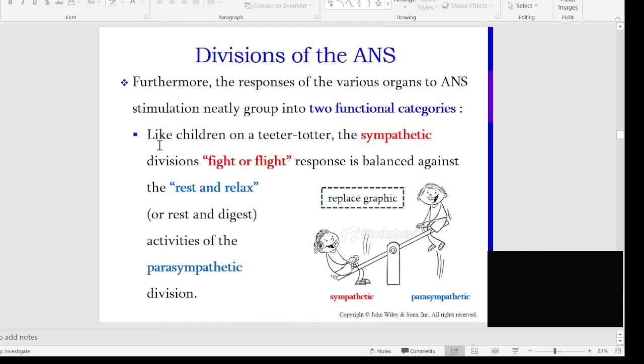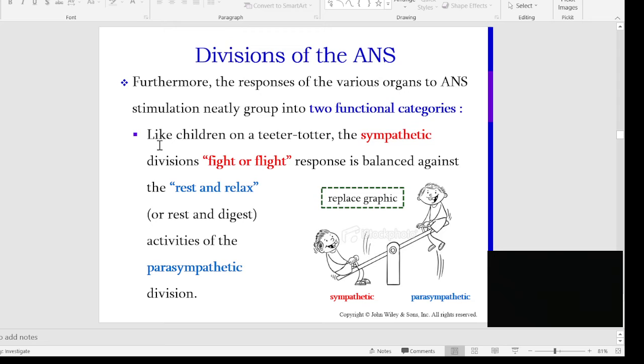The one that relaxes is your parasympathetic. So let's say for example, your heart rate increases, which division of the ANS, or autonomic nervous system, is functioning? It is your sympathetic. When you hear mellow music and you relax, which division is functioning? It's your parasympathetic division. So that is what we have to remember.